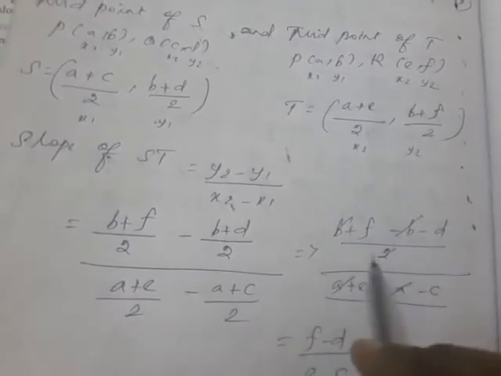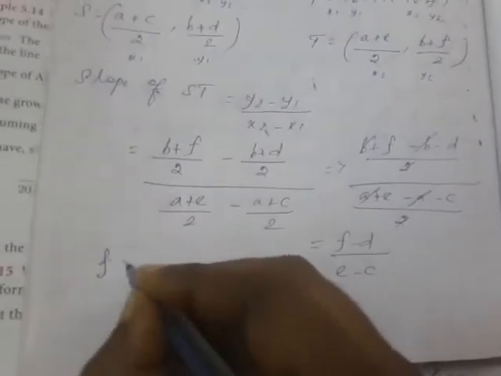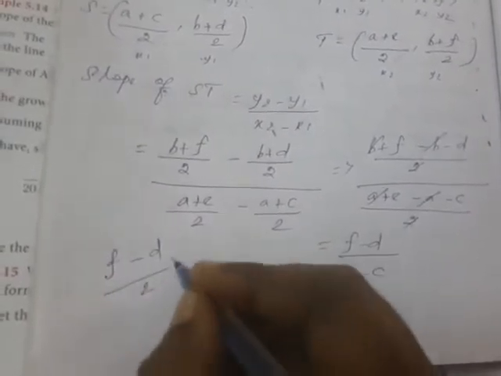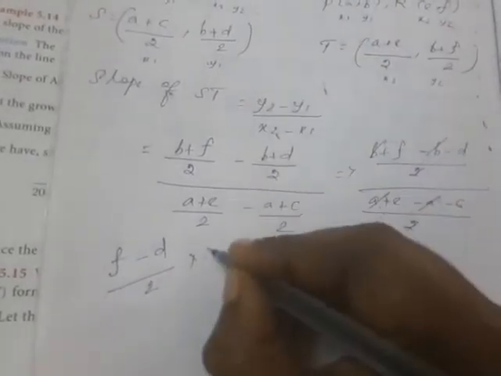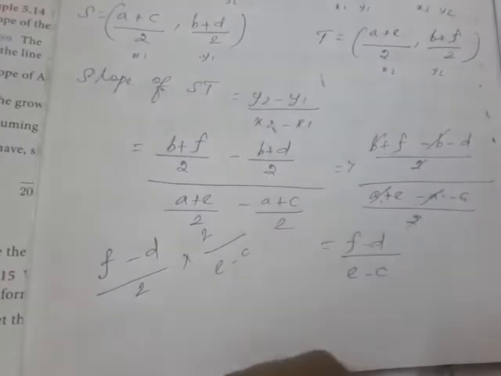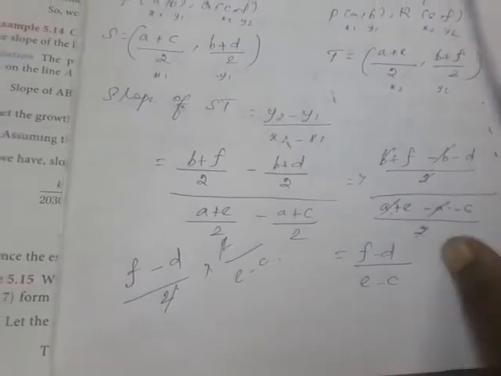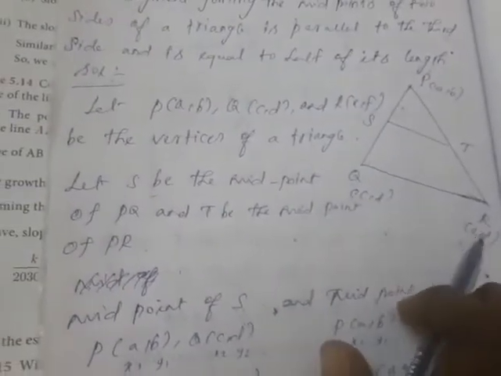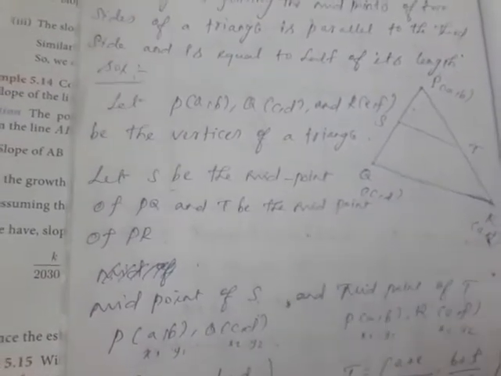Plus B minus B and plus A minus A strike out, and the 2 and 2 also cancel. We are left with F minus D by 2 over E minus C by 2, so the 2s cancel and the slope of ST is F minus D by E minus C. Next, the slope of QR, because we have to prove that the slopes are equal.